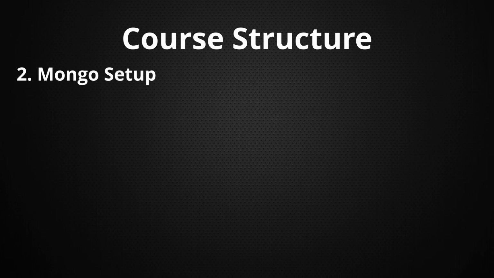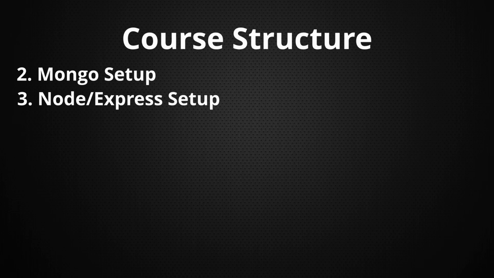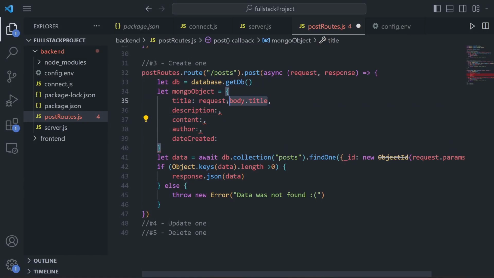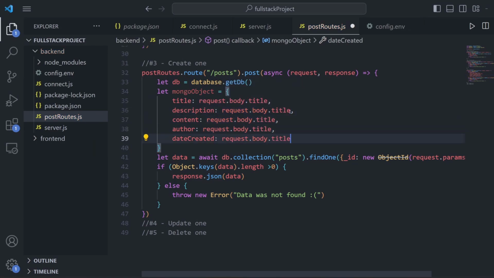After that, we'll set up the server using Node and Express. You'll learn how to spin up a server on any given port and how to connect that server to MongoDB. Next, we'll dive deep into Express and write most of our backend code. You'll learn how to create express routes, which is how we can connect our front end to our back end. Inside of these routes, you'll learn how to create, read, update, and delete stuff from our database.